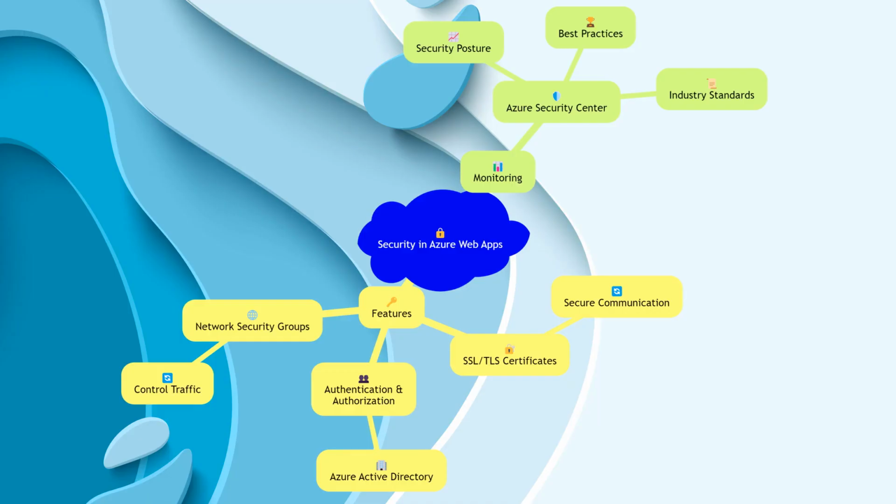Security is a critical aspect of deploying and managing web apps. Azure Web Apps provides several features to enhance the security of your application. These include SSL/TLS certificates for secure communication, authentication and authorization using Azure Active Directory, and network security groups to control inbound and outbound traffic. Additionally, you can use Azure Security Center to monitor and manage the security posture of your web app, ensuring that it complies with best practices and industry standards.